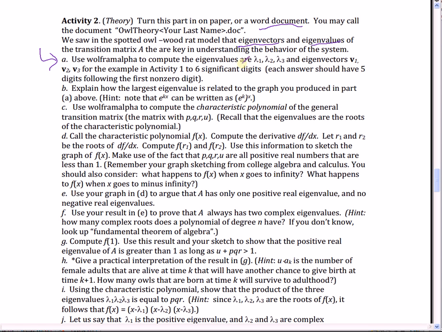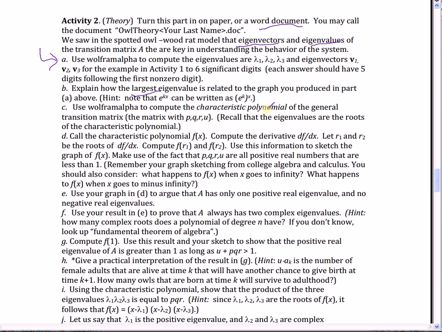Now, you will get 3 eigenvalues, and you will get a largest eigenvalue. And this is related to the graph that you produced in part A. Remember that the largest eigenvalue is related to the eventual behavior of the system. Here's a little hint that helps you understand. If you remember the equation from spotted owl wood rat that gives the eventual behavior of the system in terms of eigenvalues and eigenvectors, you can go back there, and I hope you can make the connection between that and this hint here.